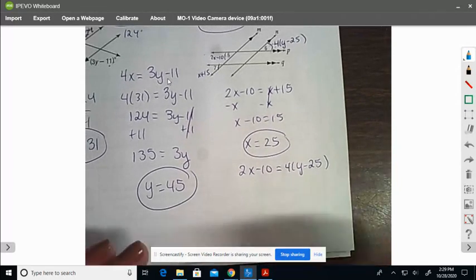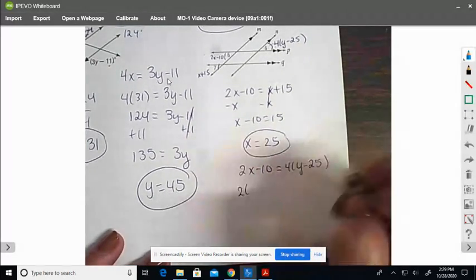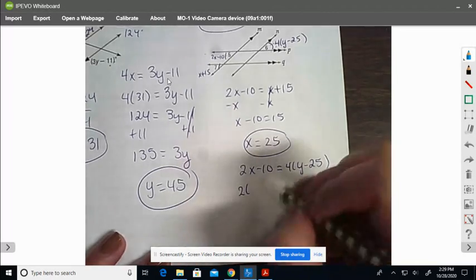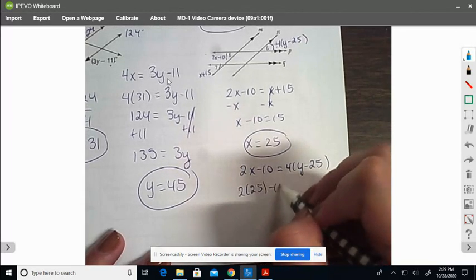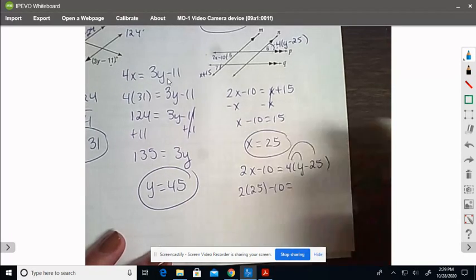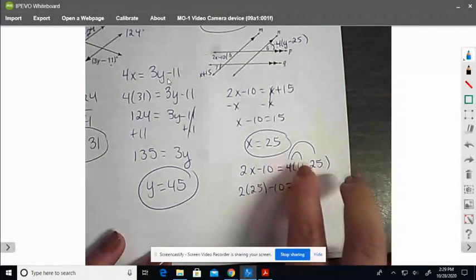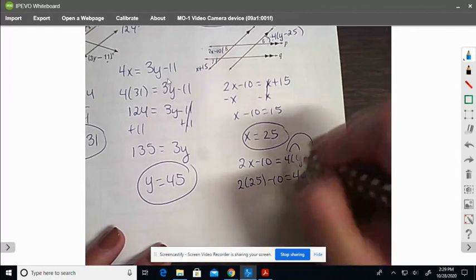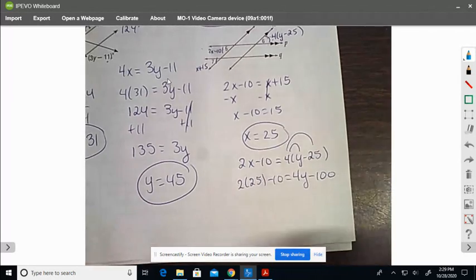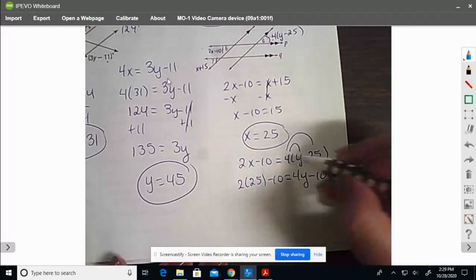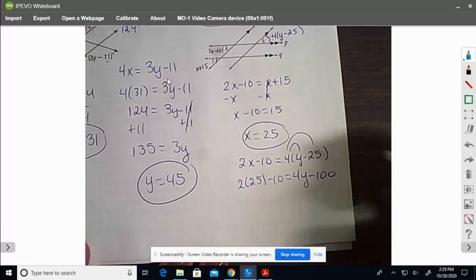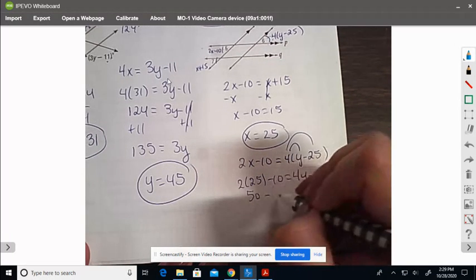There's two things I've got to do here. I've got to plug in my x because right now I have two variables. So I'm going to plug in that 25 for x. And then I'm also going to distribute this 4 so that I have just an expression over here. So 4 times y gives me 4y. And this gives me negative 100 when I do 4 times negative 25. This gives me 50.